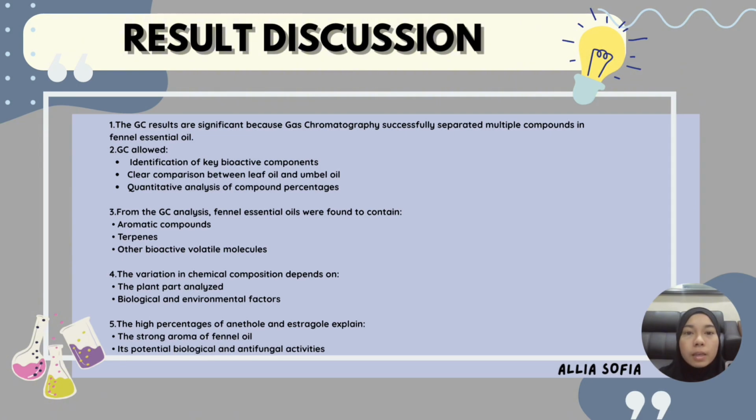We see that fennel oil is primarily composed of aromatic compounds and terpenes. We notice that the concentration of these molecules changes depending on which part of the plant we analyze. For instance, the high levels of anethole and estragole found by the GC are what give fennel its unique smell and, more importantly, its strong medicinal and antifungal activities. This tells us that the quality of the oil depends heavily on the ratio of these specific compounds.